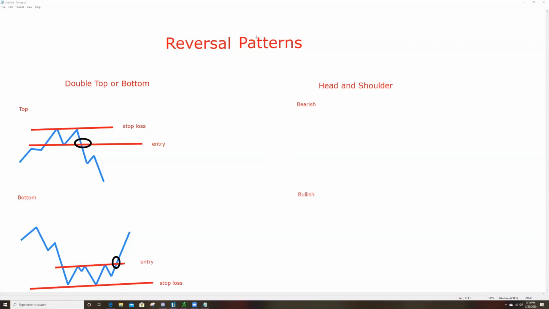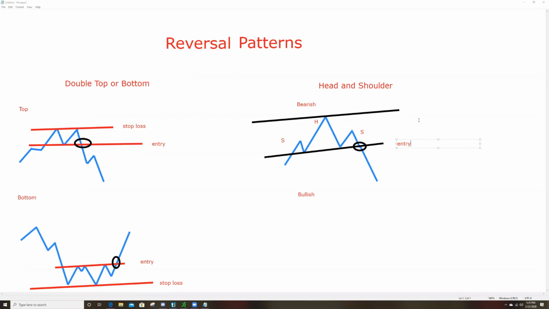Alright, so going on, now we have head and shoulders, and this is also a reversal pattern. The reason it's called head and shoulders is because it actually looks like a head and shoulders. You have a shoulder, a head, and then another shoulder. Then you have a neckline, similar to a double top or a double bottom. Similar to this, once you cross the neckline, that is your point of entry. And also similar to a double top, the very top level of the pattern is your stop loss for this.